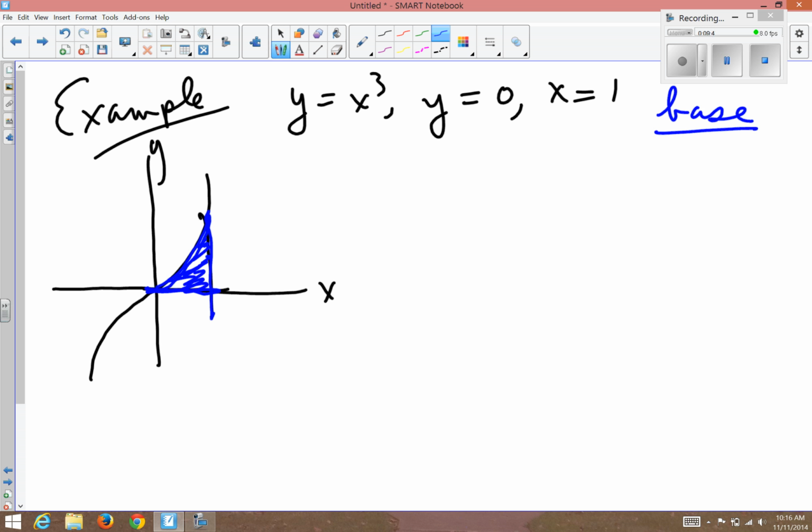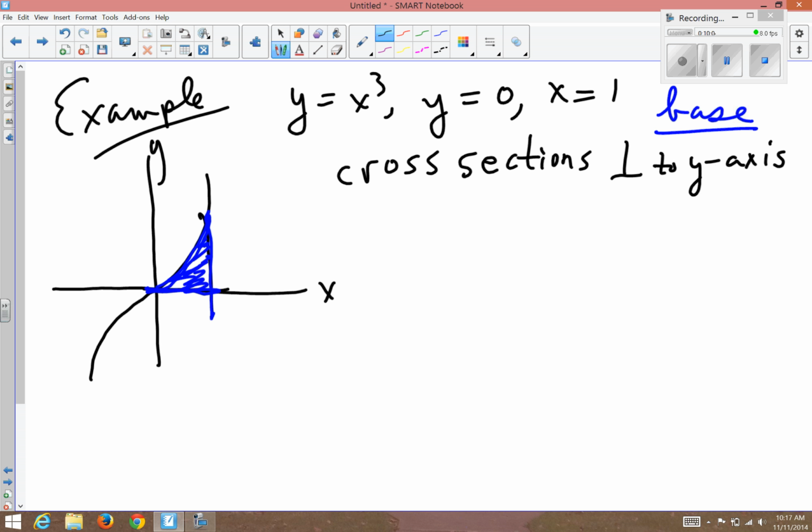It's just the bottom. Each cross section perpendicular to the y-axis. This time the problem says cross sections are perpendicular to the y-axis. They're talking about a cross-section like this. That means perpendicular to the y-axis means horizontal. Well, this is a solid that you can't see. The blue is just the bottom of the solid.